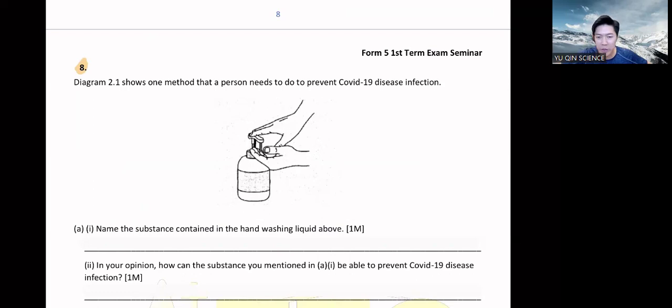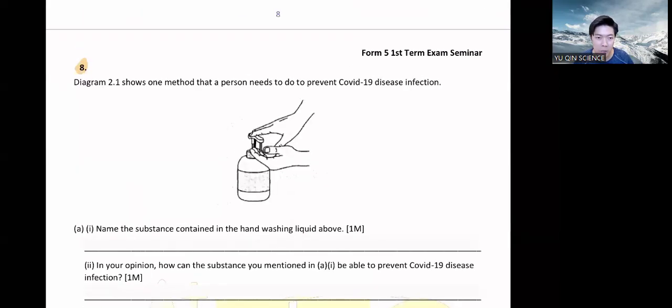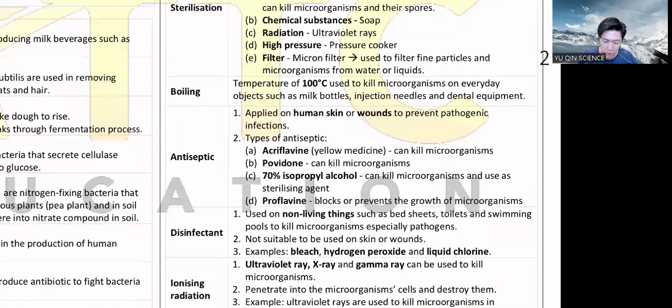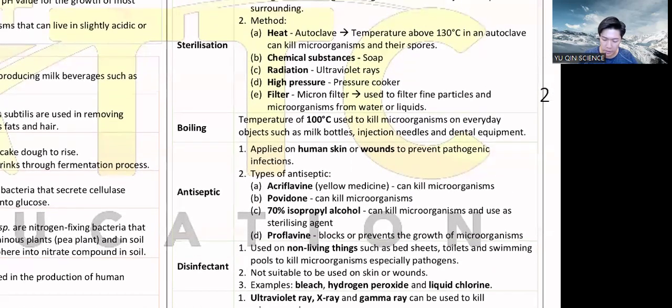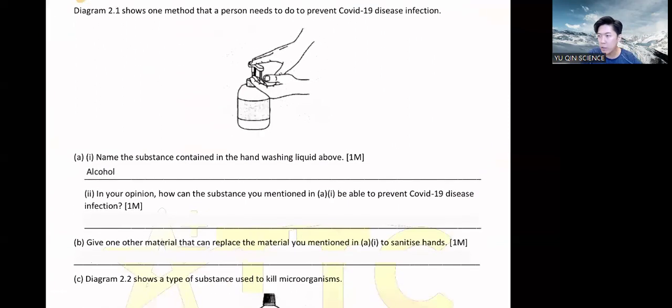Every day you just squeeze a little bit onto your hand. Wait, let me see one more time. Substance contained in the hand washing liquid. I think it should be alcohol, right? Isopropyl alcohol, for your hands. Alcohol.